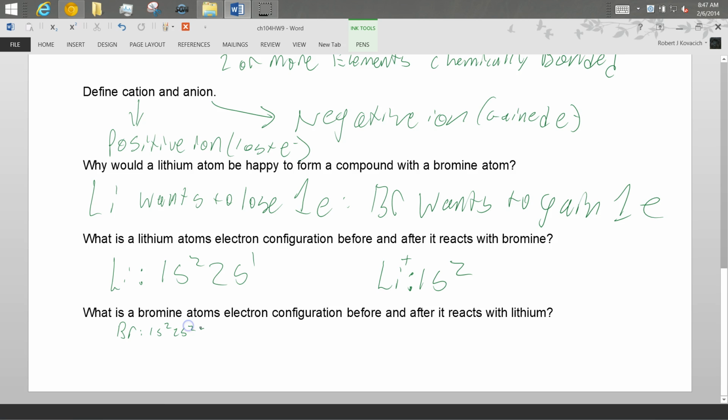1s2, 2s2, 2p6, 3s2, 3p6, 4s2, 3d10, 4p5. And the bromine ion with a negative charge: 1s2, 2s2, 2p6, 3s2, 3p6, 4s2, 3d10, 4p6. And there's that extra electron it's gained.